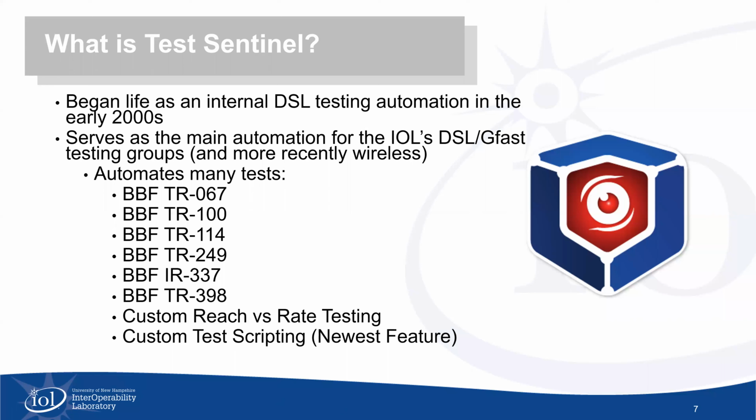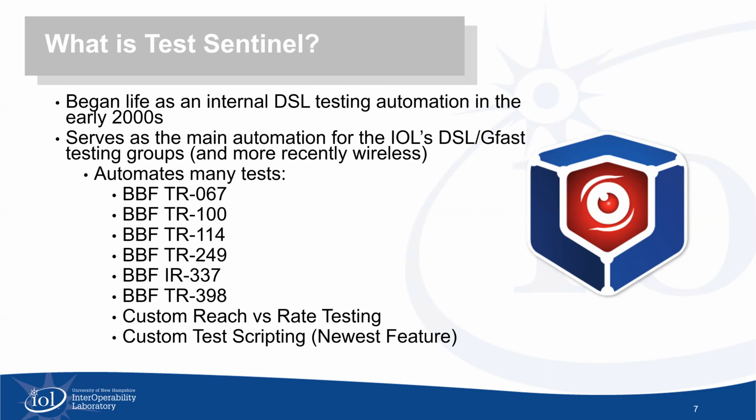Let's begin with how Test Sentinel started and what it's used for. Here at the IOL, we have members that are constantly requesting our testing services for DSL and Gfast. In order to make our lives easier, back in the early 2000s, Test Sentinel was started as a small application that we would use here to automate these certain tests. We began with some of the DSL tests such as TR-100, TR-114, and as Gfast came along, we implemented the ID 337 testing to be automated with this Test Sentinel software. Eventually it reached a point where we would be able to sell the software to other labs. That way, it can help you automate these tests very quickly without having to manually perform them.